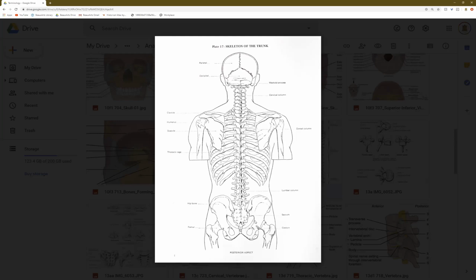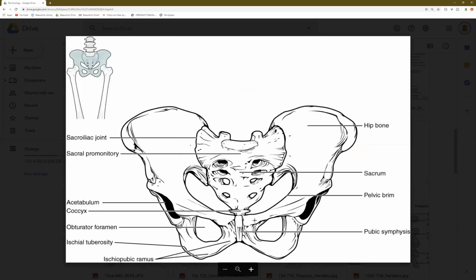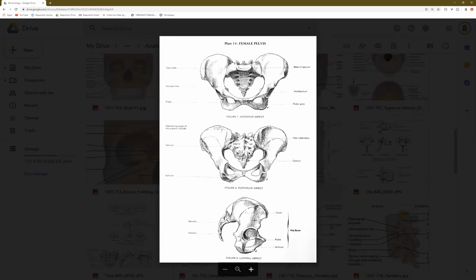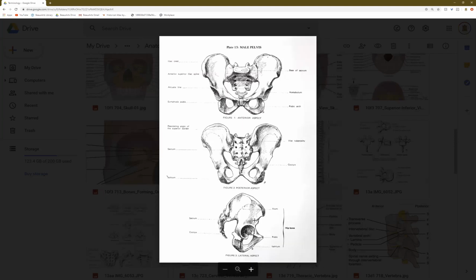I would commit to memory, though, I guess, this much of the pelvis. So on these pelvis plates, I would commit to memory as much as is on these pelvis plates.